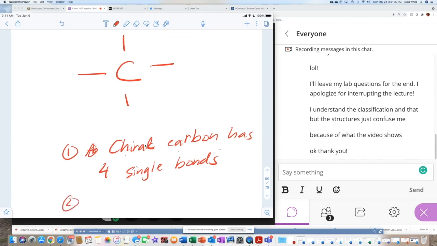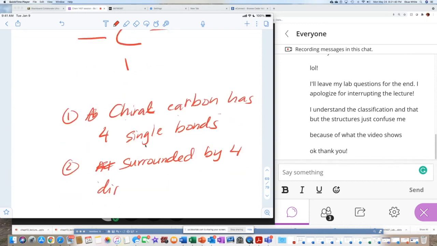Number two, attached or surrounded by 4 different groups.